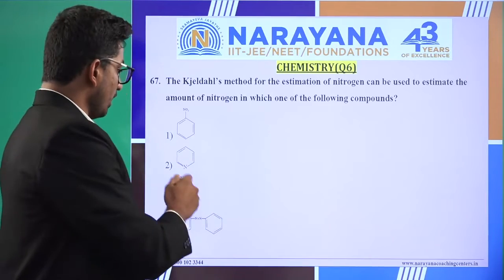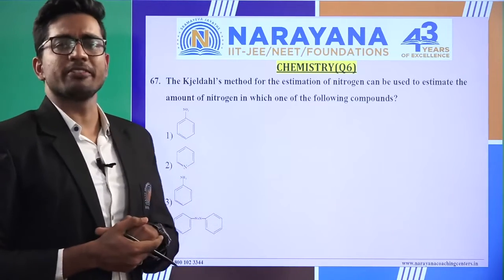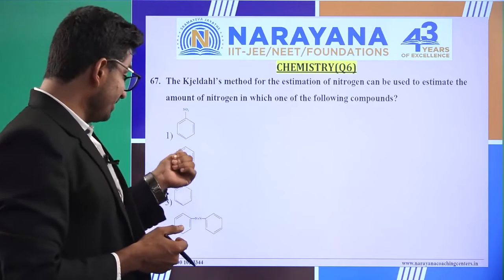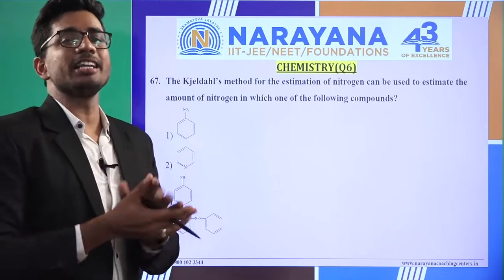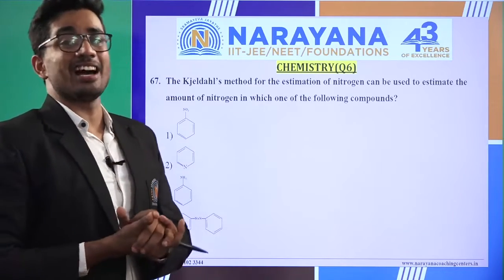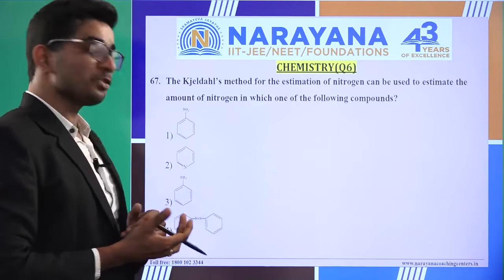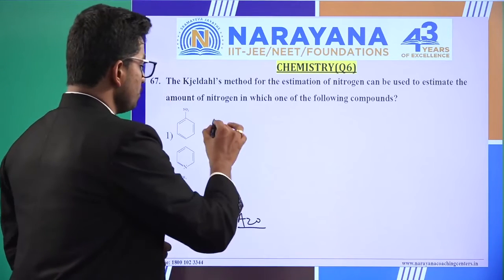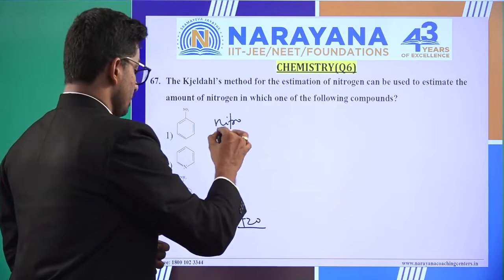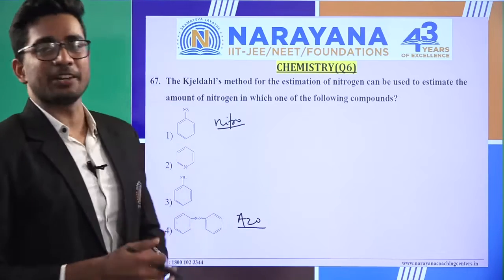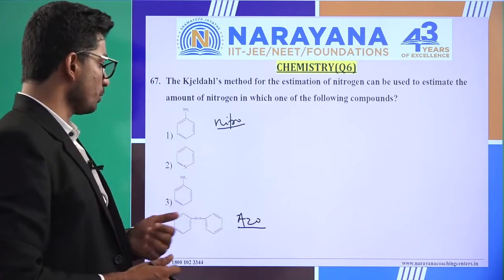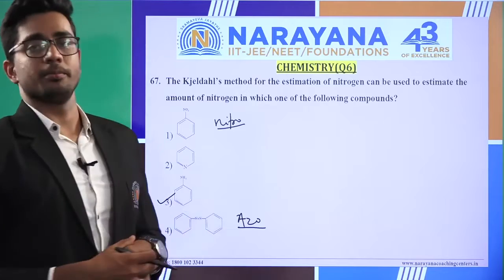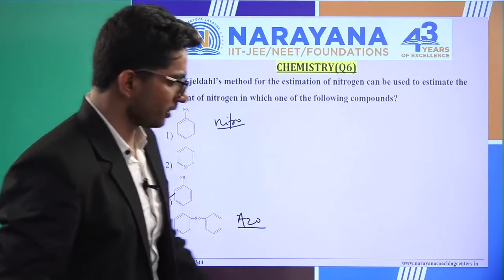So if you see here, the nitro groups don't give the Kjeldahl method. The ones in which aromatic rings contain nitrogen also don't give Kjeldahl method. And the last one, azo compound. This is an azo compound. It also doesn't give. So azo, nitro, and ring containing nitrogen groups, aromatic rings, they don't give. So the answer is going to be option number 3. Let's move to the next one.